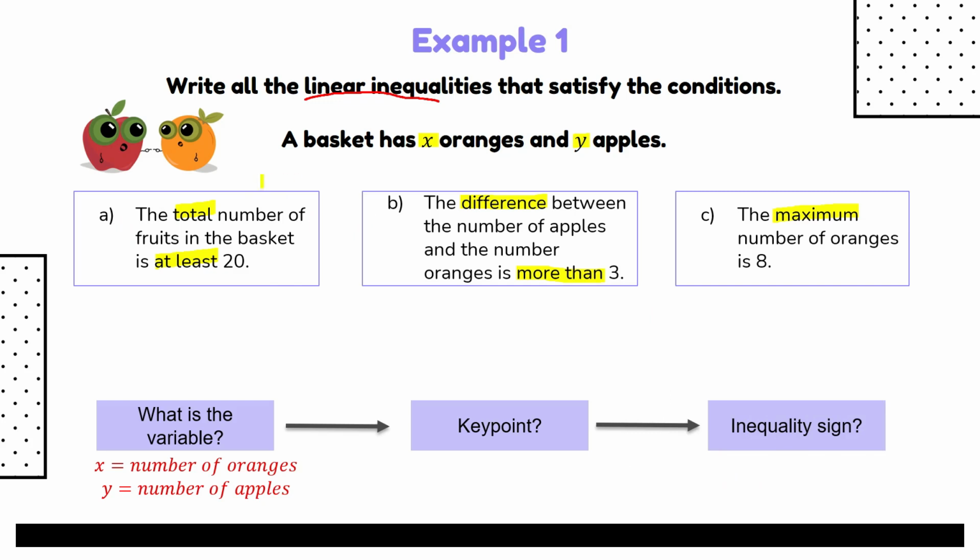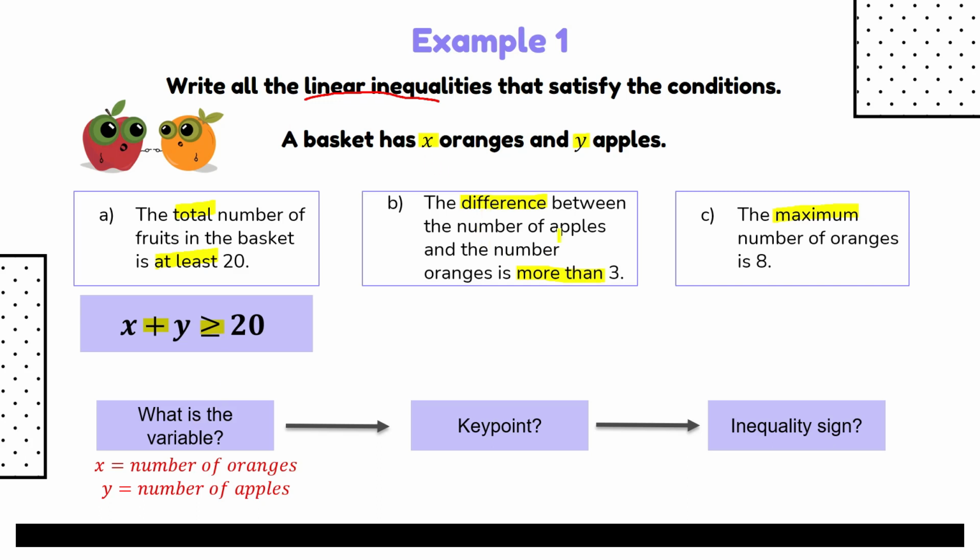For the first condition, the key point is total. What sign do we use to represent total? We use the plus sign, addition. And the second key point from the first condition is at least. What is meant by at least? Sekurang-kurangnya. So it cannot be lower than that, so it must be higher than or equal to 20. So from here I can write the linear inequality X plus Y higher than or equal to 20. X plus Y is the first key point, and higher than or equal is the second key point. That is how you write the linear inequalities for each condition.